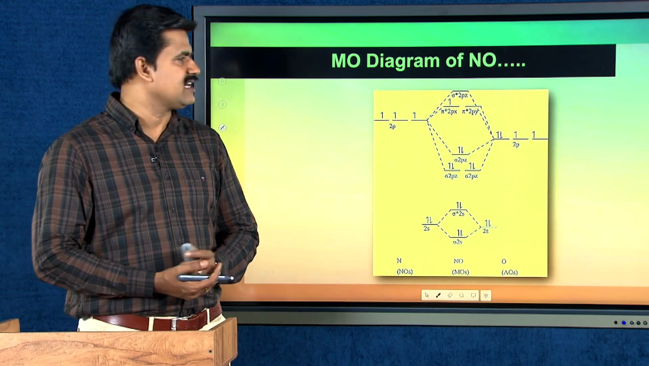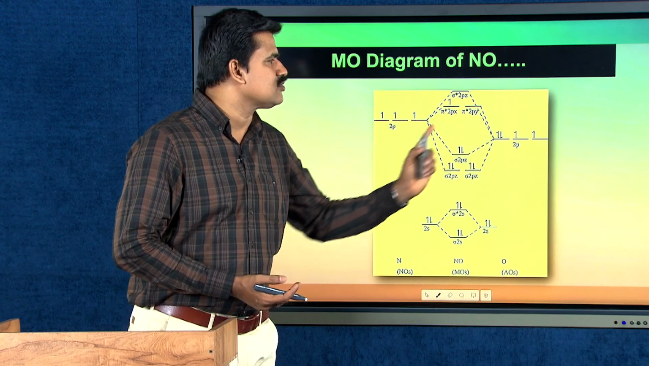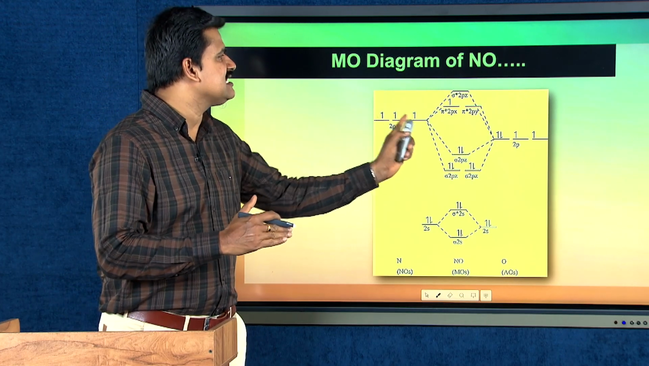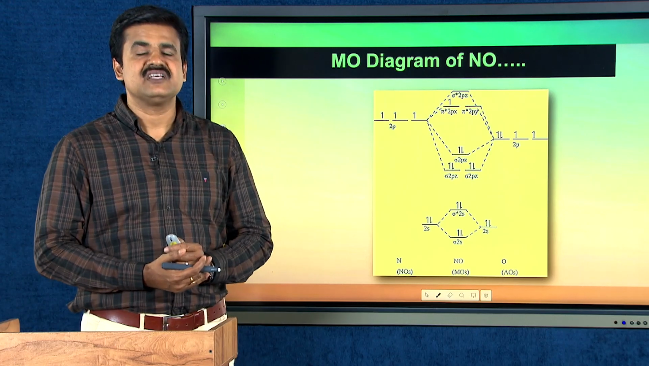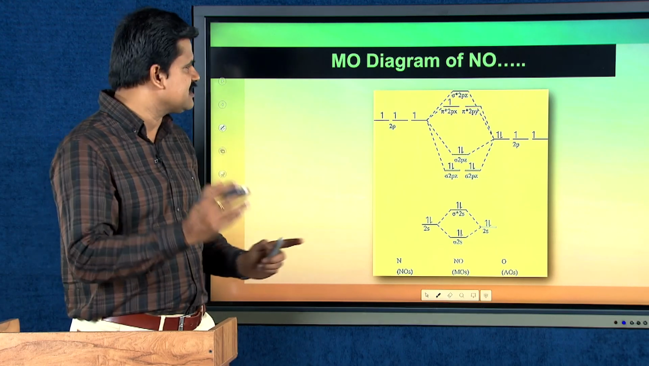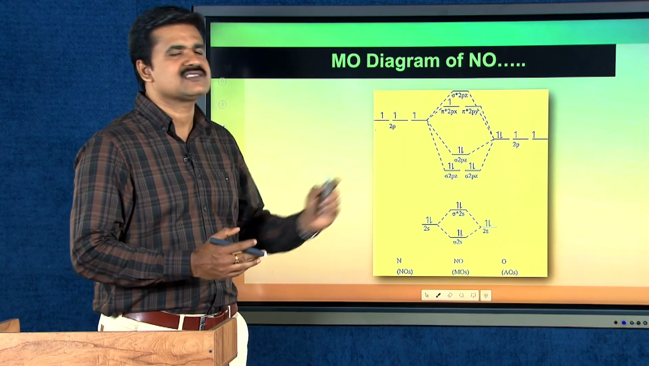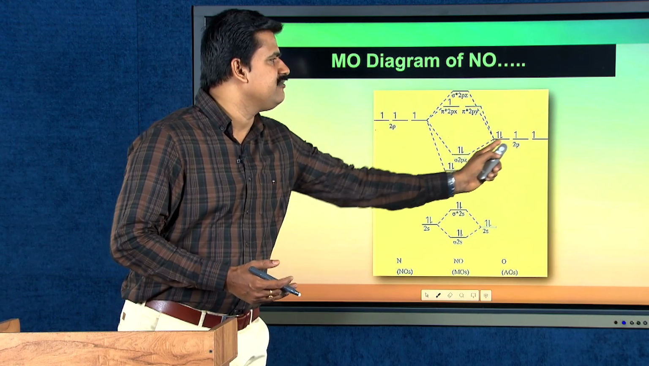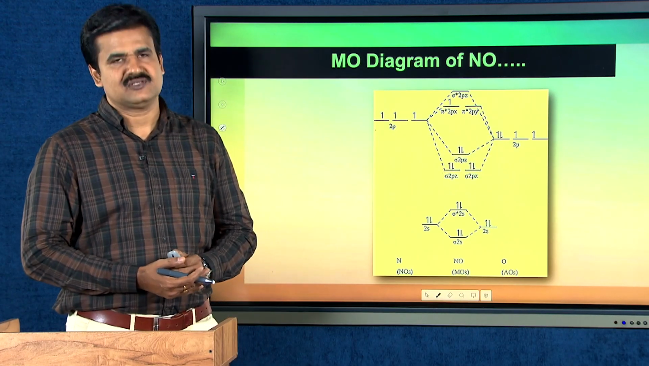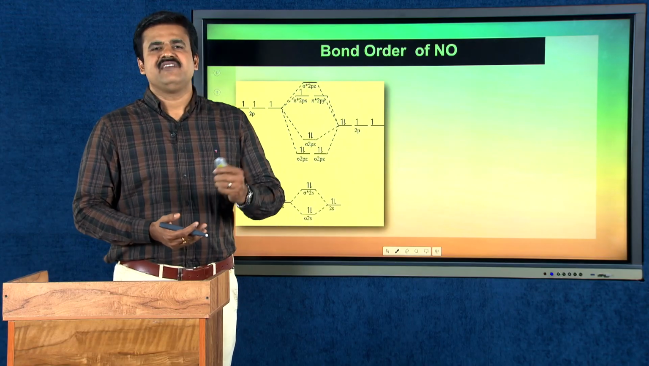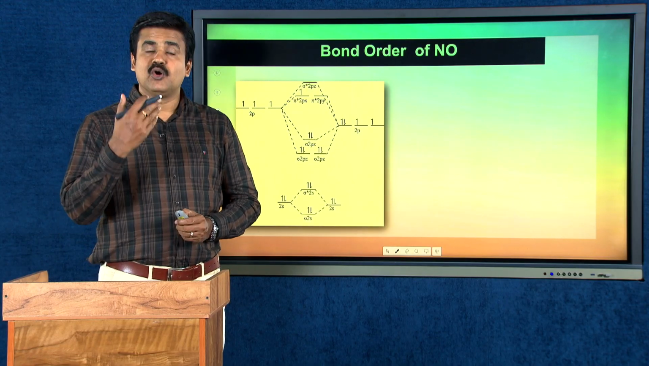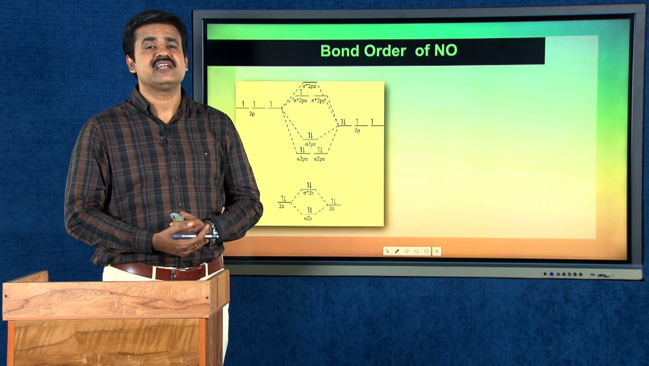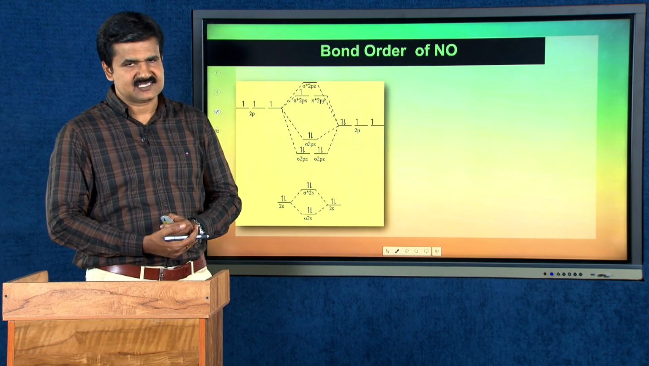It is very well clear that the atomic orbitals of oxygen lie just below the energy level of the atomic orbitals of the nitrogen atom. See, for instance, these are the 2p orbitals of nitrogen, and they are higher in energy when compared with the 2p orbitals of oxygen. Now, we have to consider the bond order value, which is of prime importance as far as the stability, bond length, etc. of a molecule is concerned.